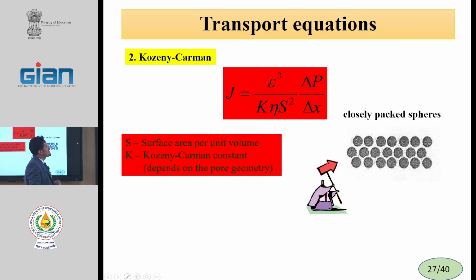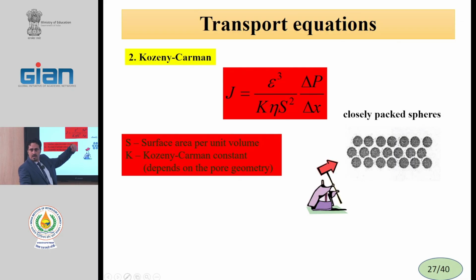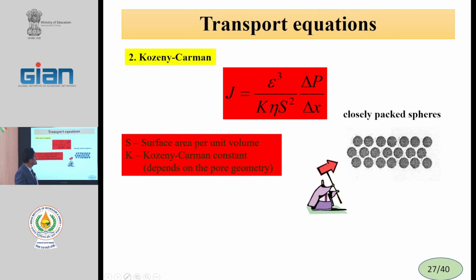This is another equation used mostly in ceramic membranes. And as you see, similar to Hagen-Poiseuille, we have delta P, thickness, porosity, and other terms. I will pass over it.